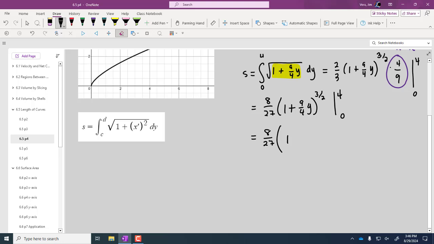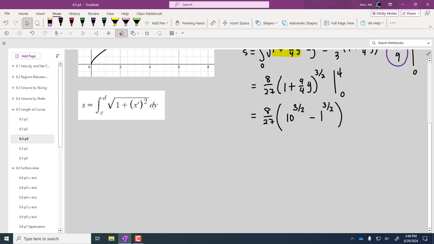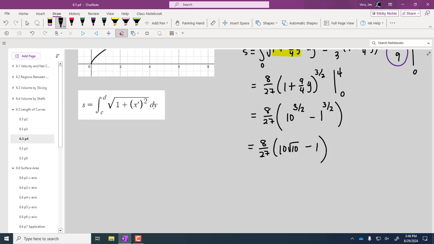So this is going to be 10 to the 3/2 when we plug in a 4, minus 1 to the 3/2 when we plug in 0. And we talked about this earlier today. We see a lot of problems in this class where we end up with a 3/2 power, and our typical way to simplify it is like that. So 10 to the 3/2 is going to be 10 times root 10.